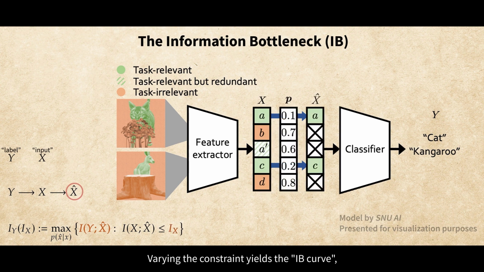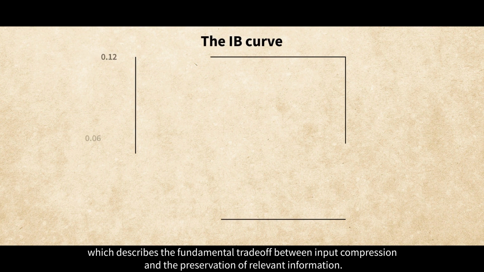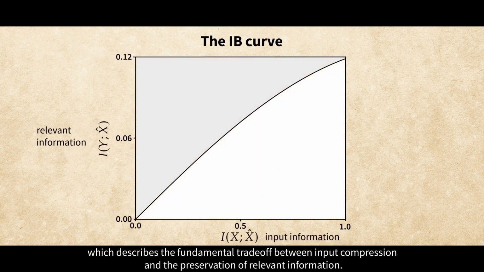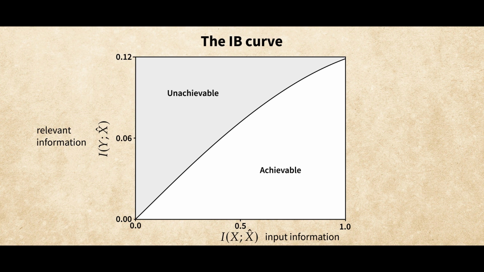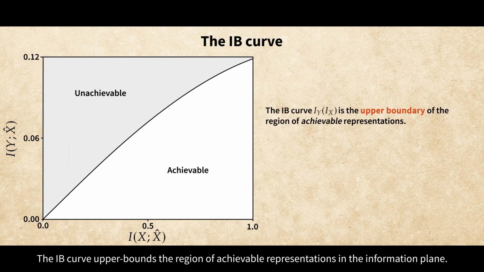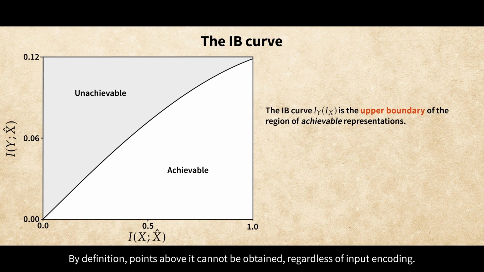Varying the constraint yields the IB curve, which describes the fundamental trade-off between input compression and the preservation of relevant information. The IB curve upper bounds the region of achievable representations in the information plane. By definition, points above it cannot be obtained, regardless of input encoding.